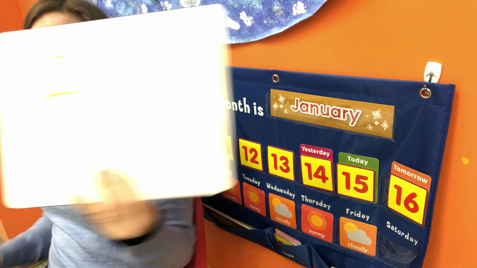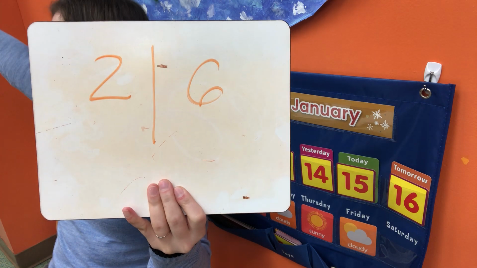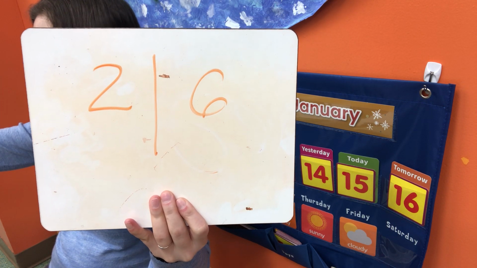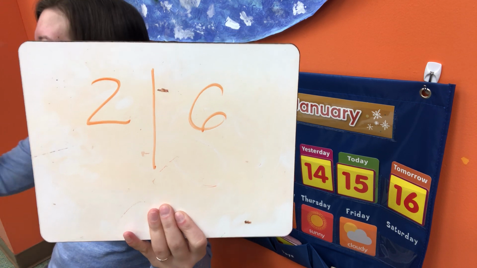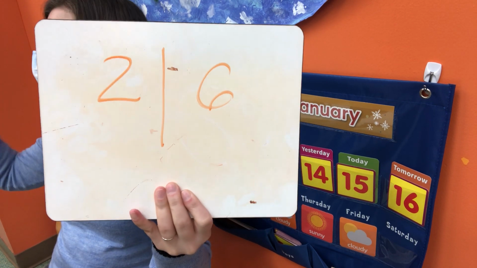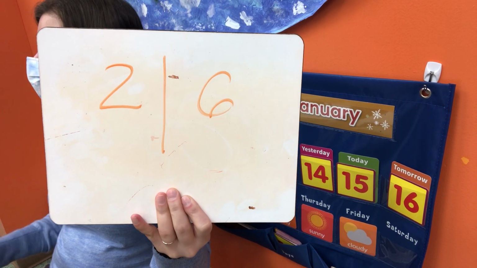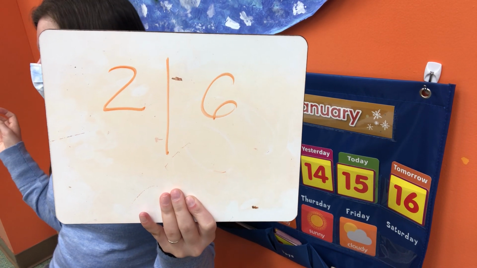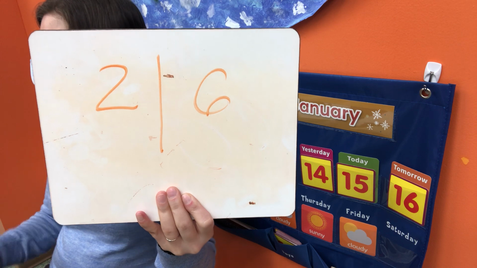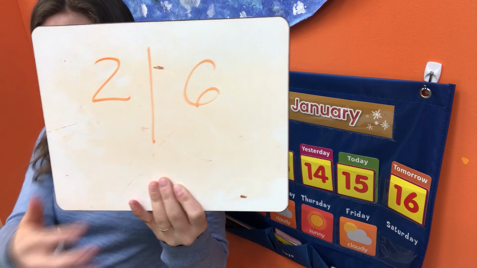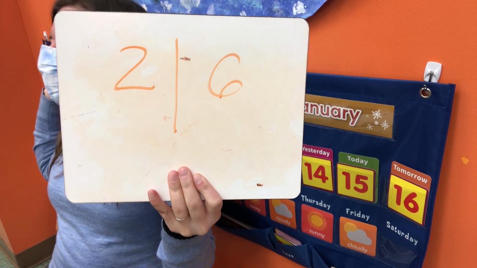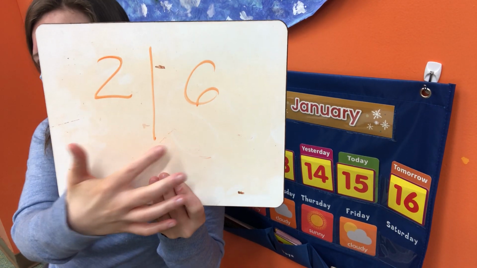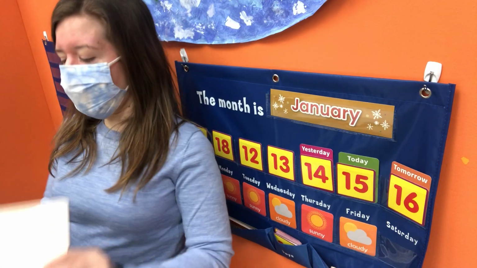Let's see over here. What numbers do we see here? Two and six. Two is small. First, what numbers do we see? Yes, 2 and a 6. Two is smaller than 6. So which number is bigger? Six. Six is bigger.